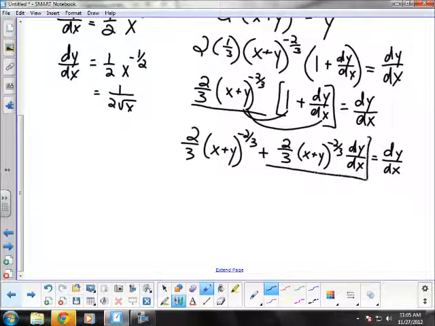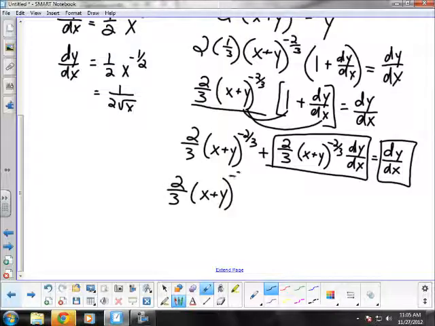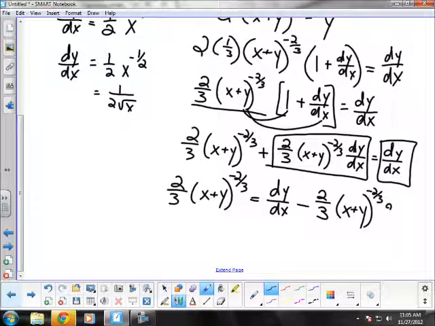So I've got a dy/dx in this term and a dy/dx in this term, and they're on opposite sides of the equal sign. Where do I need them to be? On the same side. So I'm going to leave this one that does not contain a dy/dx where it is, but I'm going to take that other term and subtract it. So I've got a negative 2/3 (x plus y) to the negative 2/3 dy/dx. Now I've got everything that's got a dy/dx over on the right-hand side of the equation.